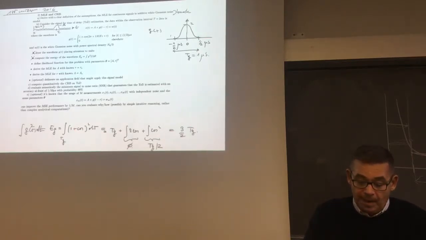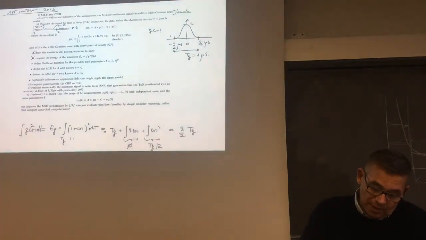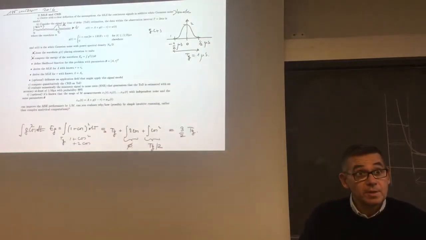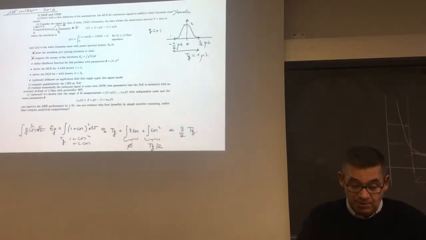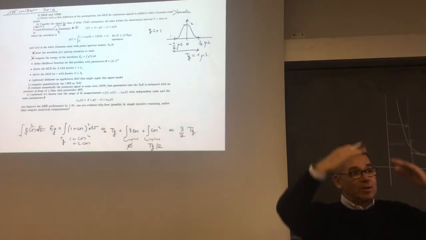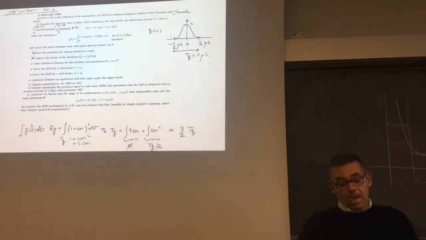Okay? Now, this one is 1 plus cos square plus 2 times cos. Okay? So the integral of 2 times cos, you know, is 0, because it's the same waveform, except it's shifted up. So the integral for this one is 0.